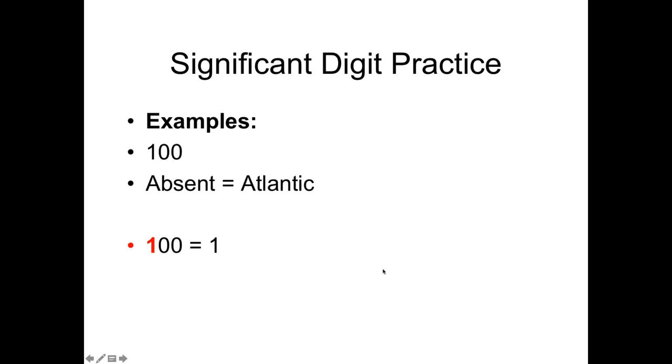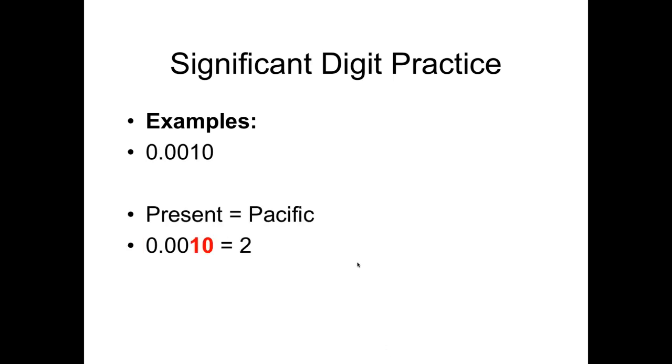For the second item, I have 100. There's no decimal point, so I'm going to start from this side, and then I'm going to start with the first non-zero number, which is the 1, and so we just have 1.